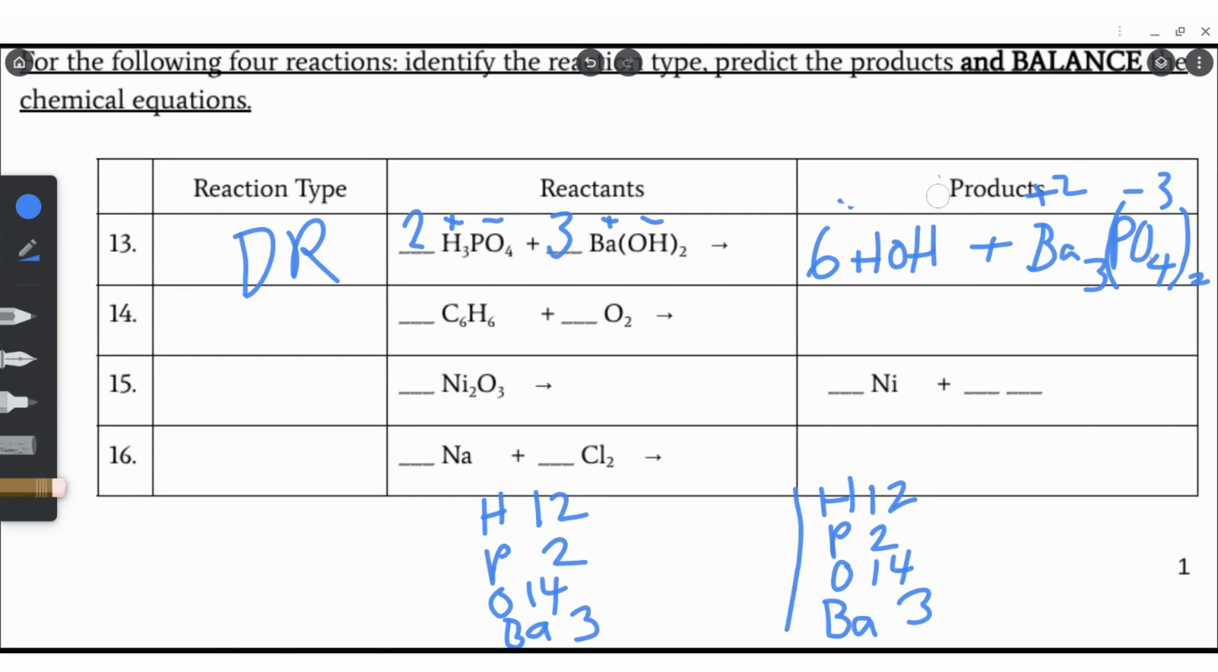I can erase the charges that I wrote. There we go.